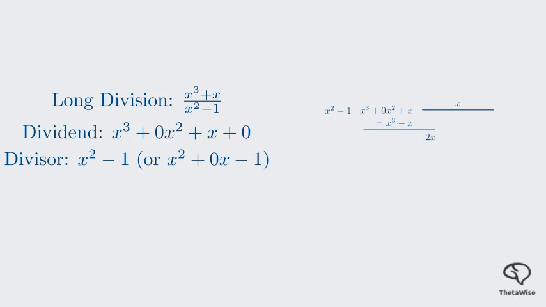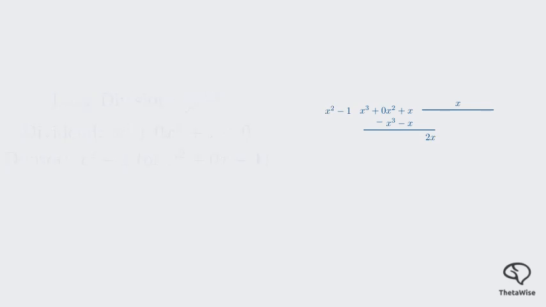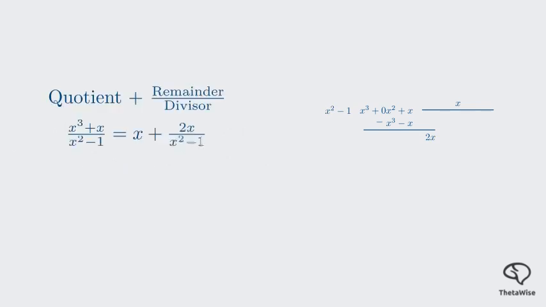Our remainder is 2x. The degree of the remainder, 1, is less than the degree of the divisor, 2, so we stop. Writing this in the form quotient plus remainder over divisor, our fraction is now x plus 2x over x squared minus 1. Now we integrate our new expression. The integral is now the integral of x plus 2x over x squared minus 1 dx.